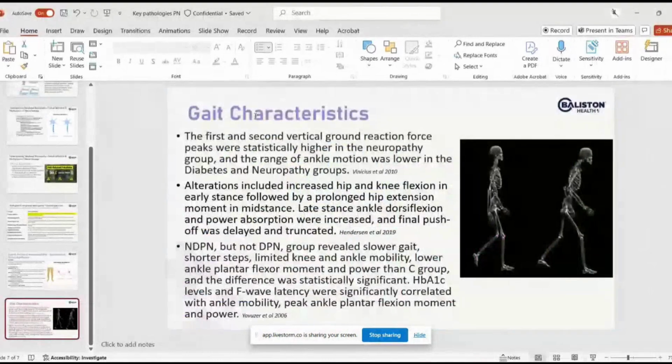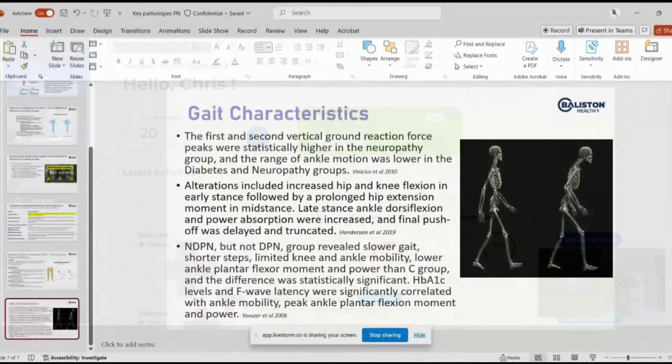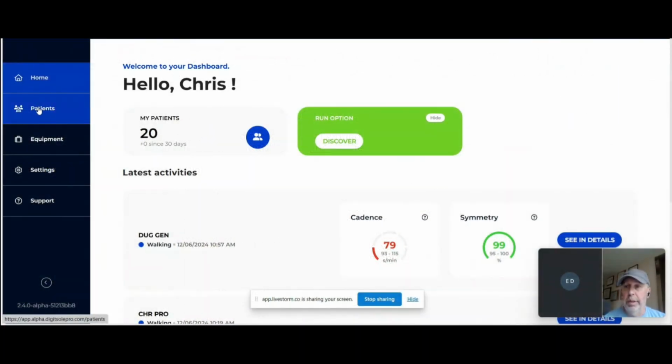So I'm going to go to the analysis here, or your home page. Over here on the right is your patients, your equipment, your settings, and your support.